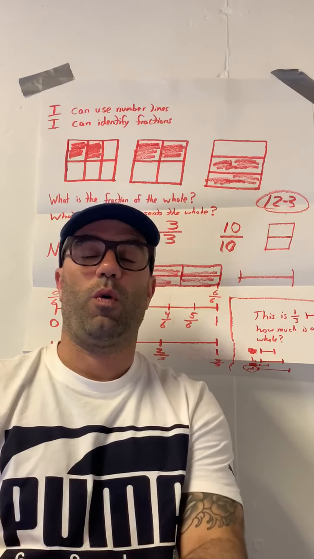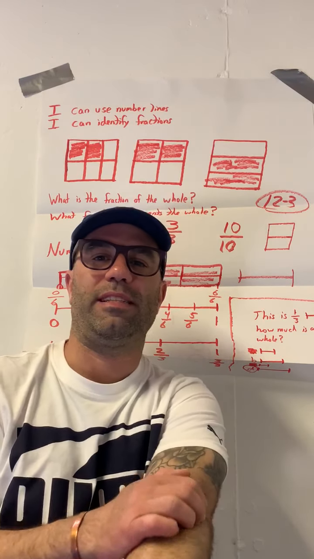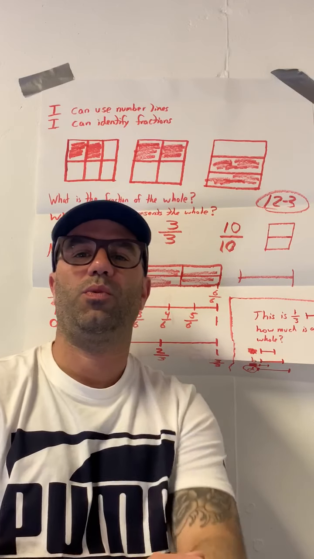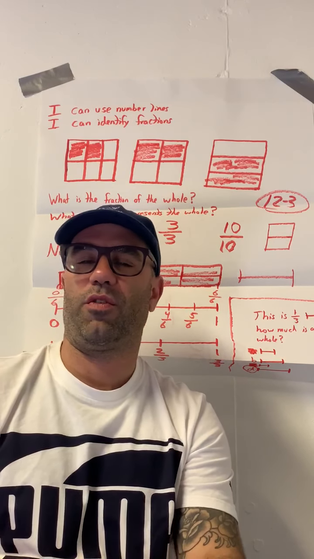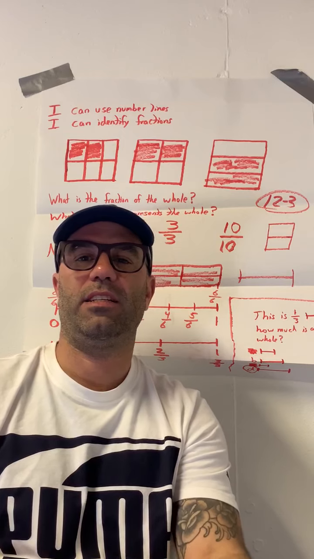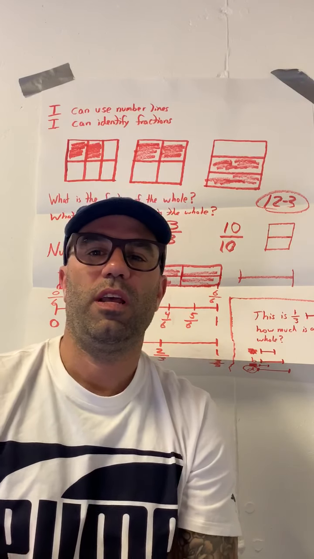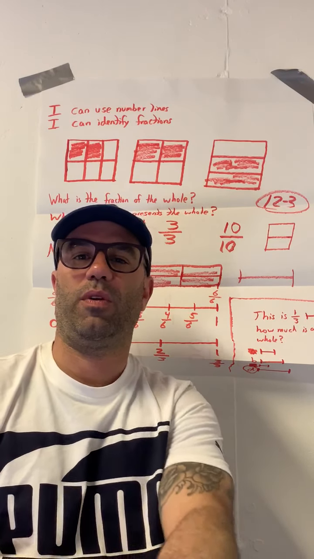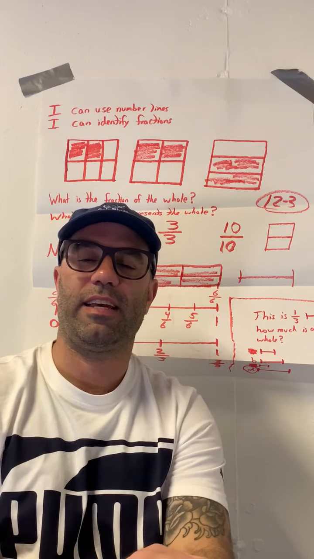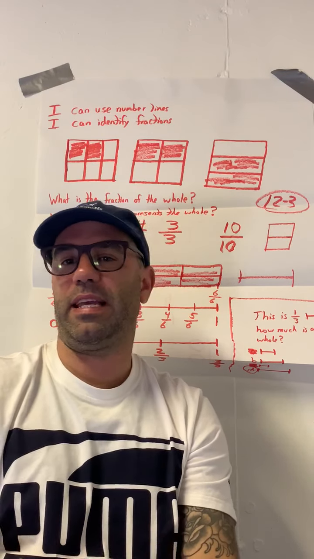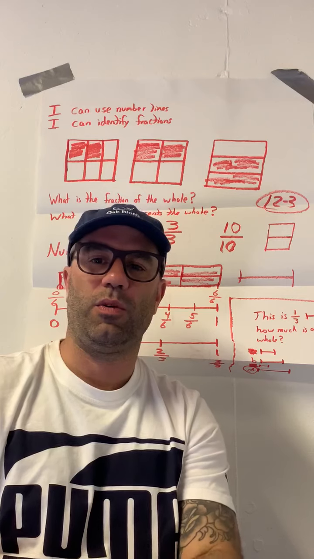Let's go twos. 2, 4, 6, 8, 10, 12, 14, 16, 18, 20, 22, 24. Let's go threes. 3, 6, 9, 12, 15, 18, 21, 24, 27, and 30. Now we don't count anymore. 33, 36. Fours: 4, 8, 12, 16, 20, 24, 28, 32, 36, 40.